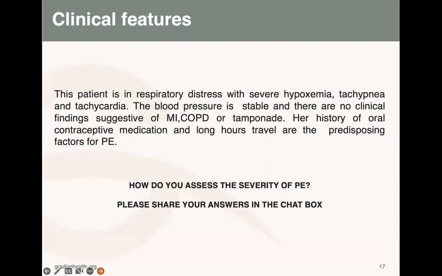So again, back to our case. Our patient had respiratory distress with severe hypoxemia, was tachypneic and tachycardic. The blood pressure was unstable and there are no clinical findings suggestive of myocardial infarction, COPD, or tamponade. So how do you assess the severity of pulmonary embolism in this patient? Please share your answers in the chat box.